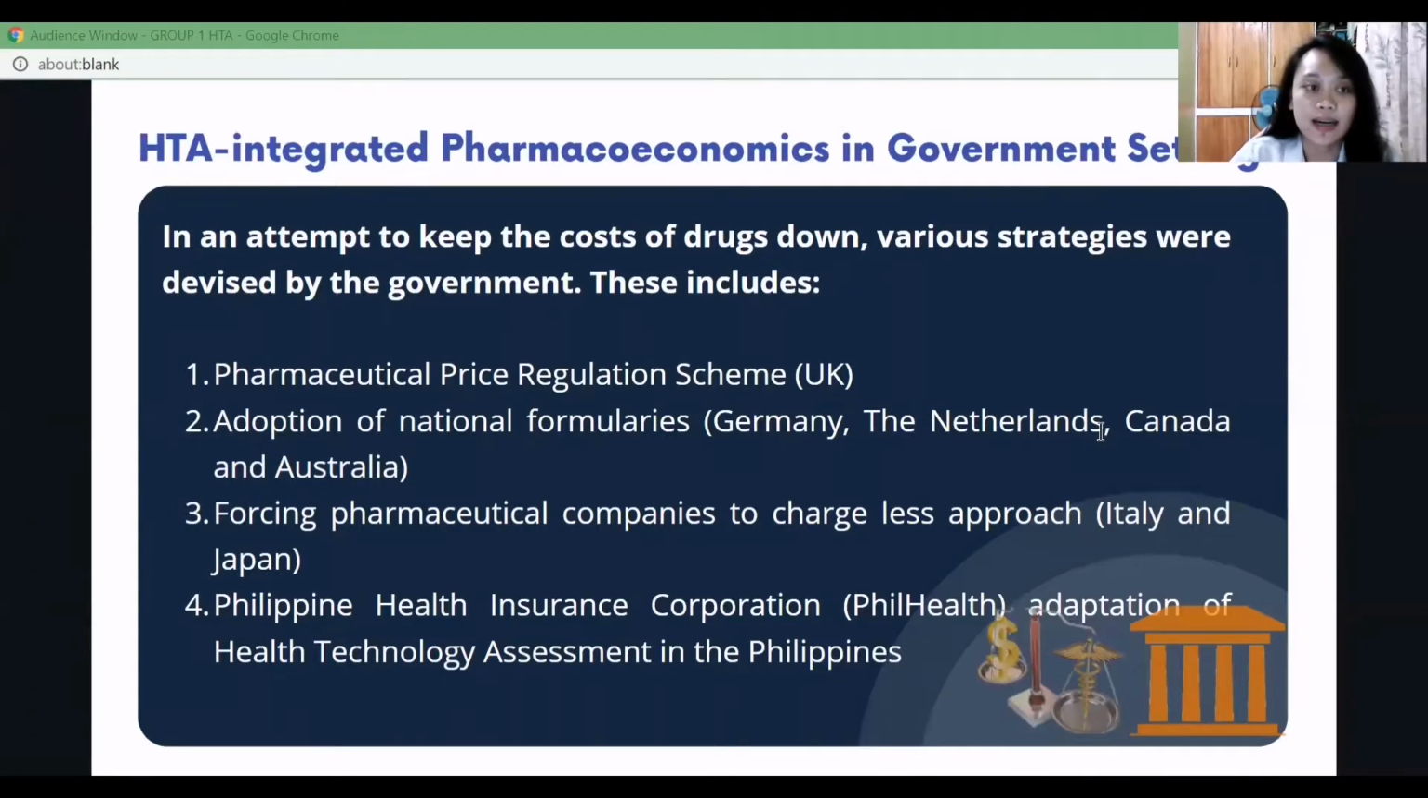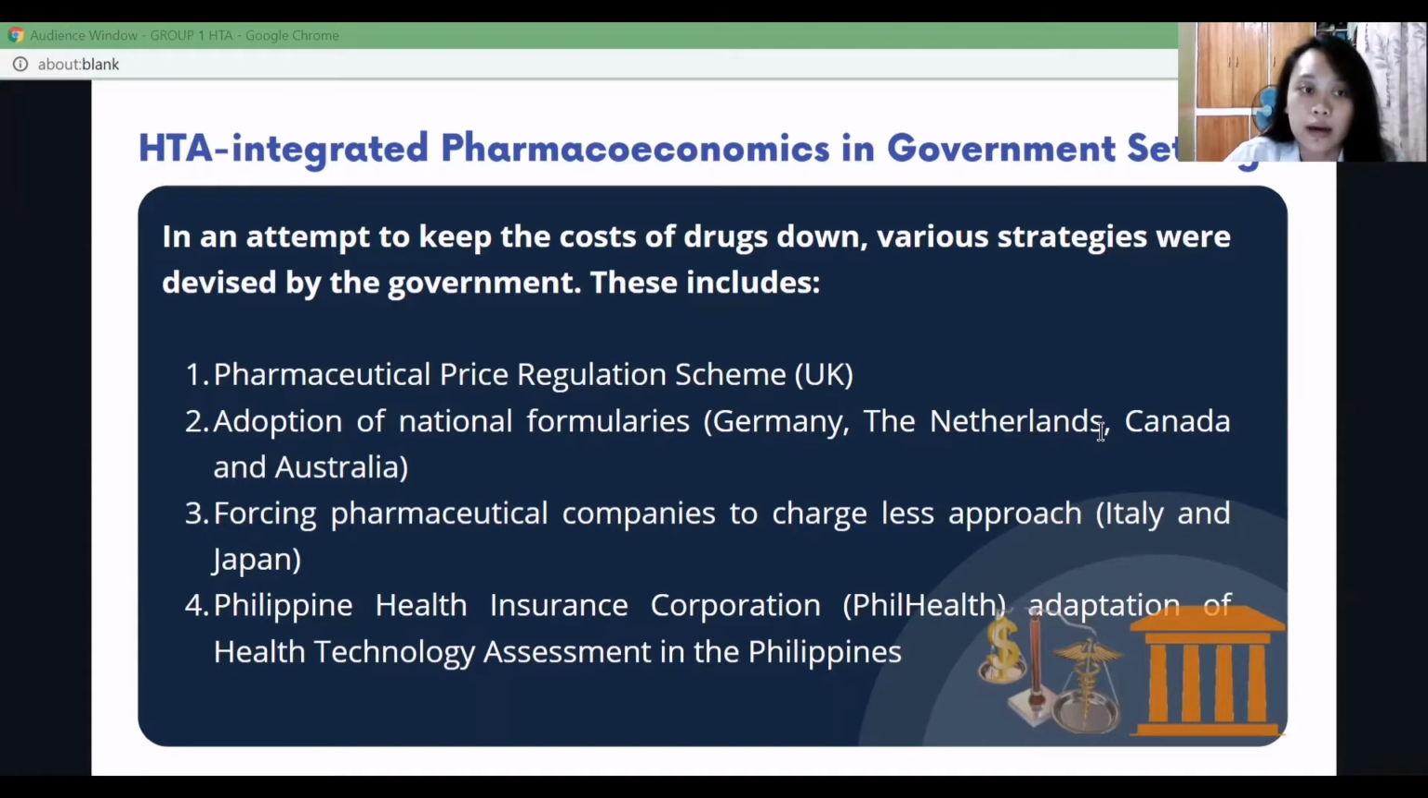Next is the HTA integrated pharmacoeconomics in government setting. And as we all know, healthcare is a growing concern for governments, and not only for them, but also for the healthcare providers around the world. And these countries have employed a variety of approaches or strategies in an effort to keep pace with the latest health technologies while maintaining affordable access to healthcare for their patients.